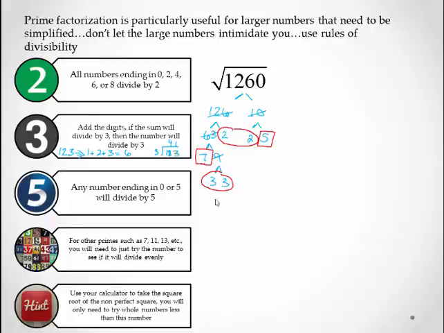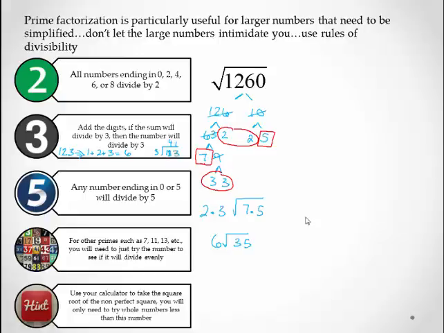Okay, so the 2 and the 3 are paired off, so they come out. I have 1, 2, and 1, 3, because remember the pairs go out and become 1. And then the 7 and the 5 get left behind. Now I multiply those together, and so 1260 will simplify to 6 times the square root of 35.